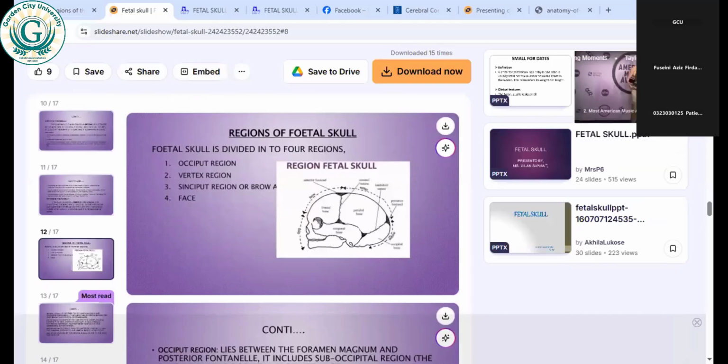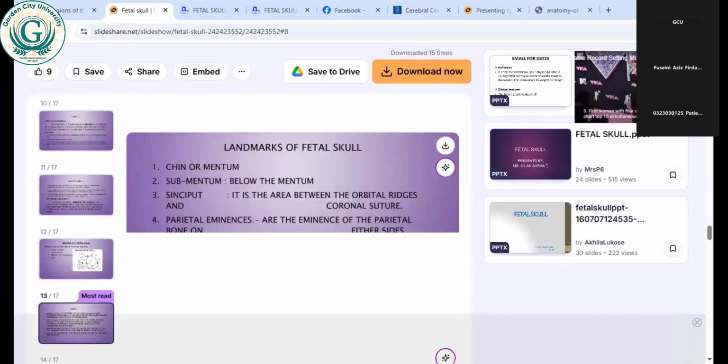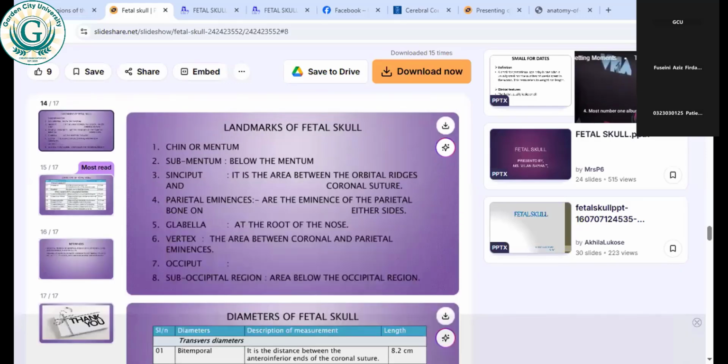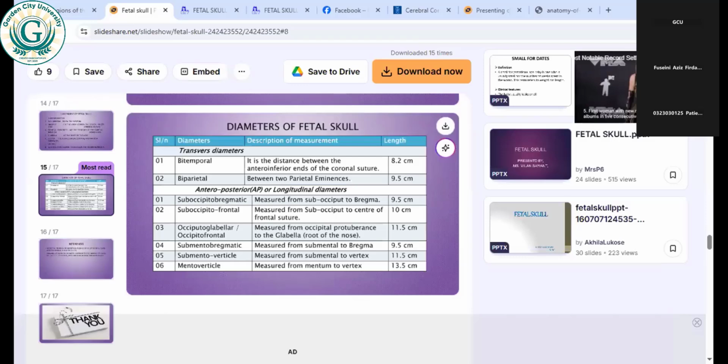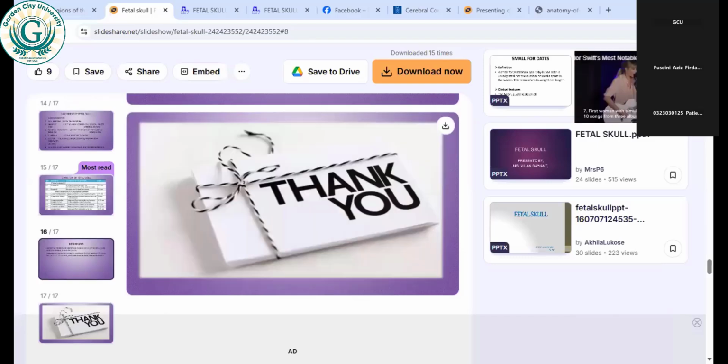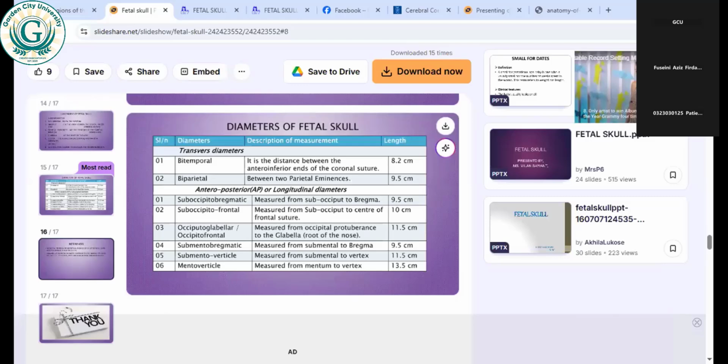And then they went further to say that in preterms, the skull is softer and has wider sutures than that of the term baby, and hence molding will be excessive. So there's excessive molding in preterms because the skull is softer and the sutures are wider. So that is all.